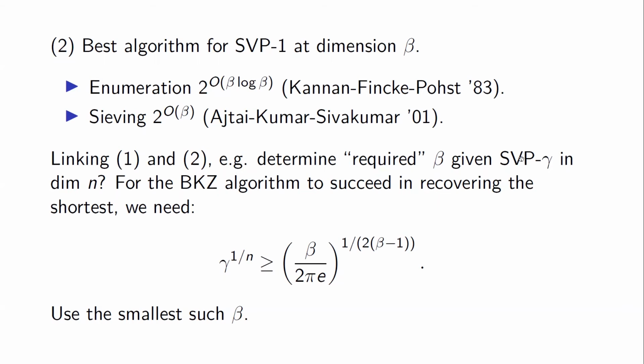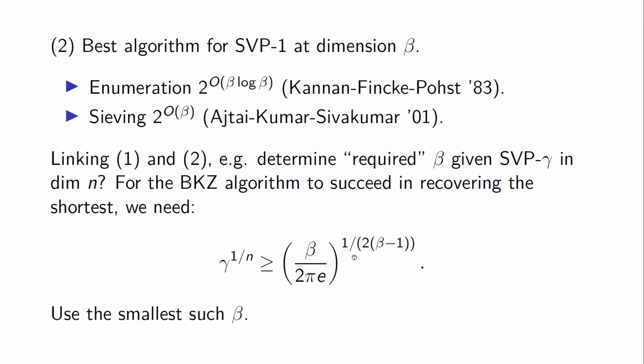Okay. So in the end, we're trying to link 1 and 2. For example, if we are given an SVP gamma problem in dimension n, and this n and gamma can be decided directly from the LWE problem. We will see an example later. So we want to determine the required beta in the BKZ beta algorithm for solving the SVP1 over here. How do we determine the required beta given the gamma and the n? The relation it has to satisfy is the following. We need the beta to satisfy this relation, where we can think of gamma and n as driven by the crypto schemes, so they are fixed. So we need to choose the smallest such beta which satisfies this equation.